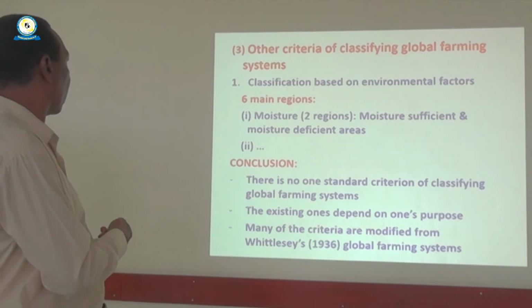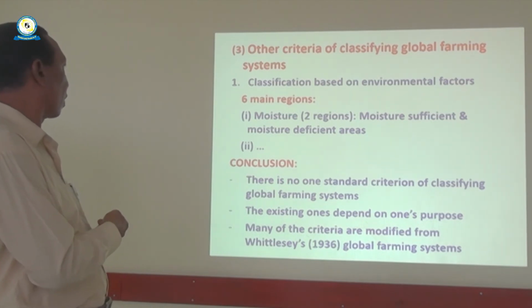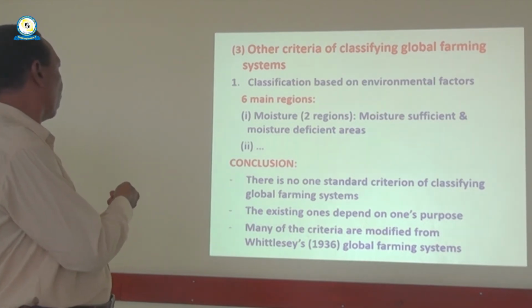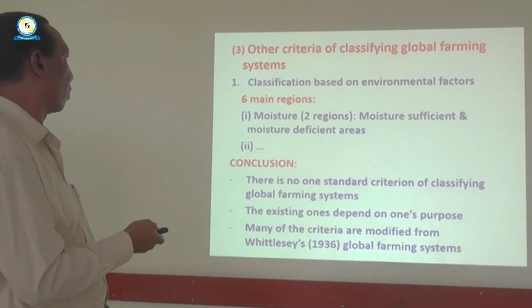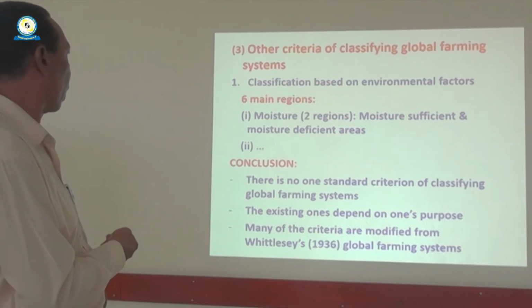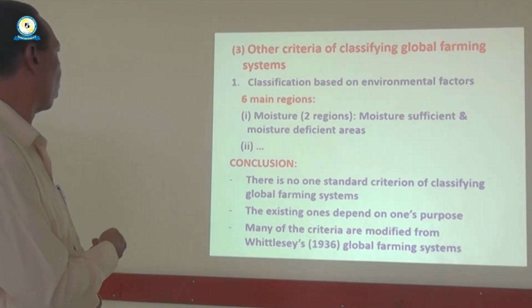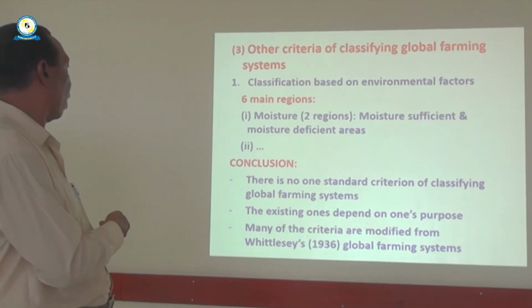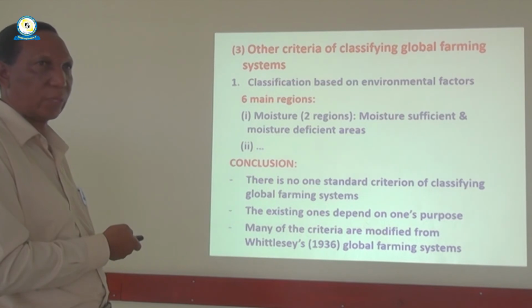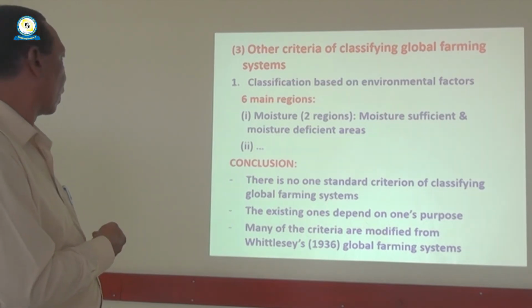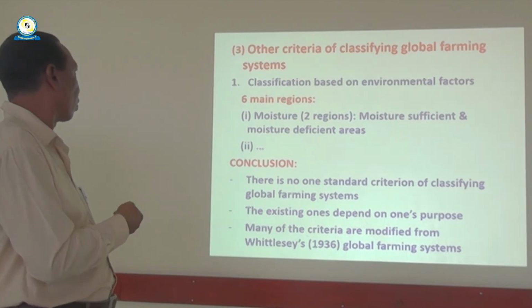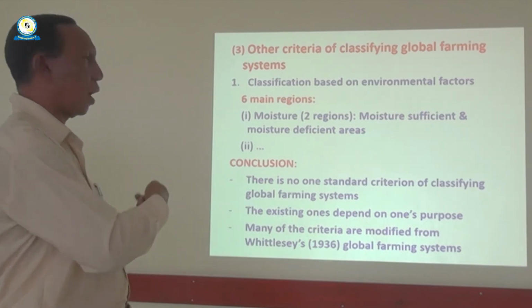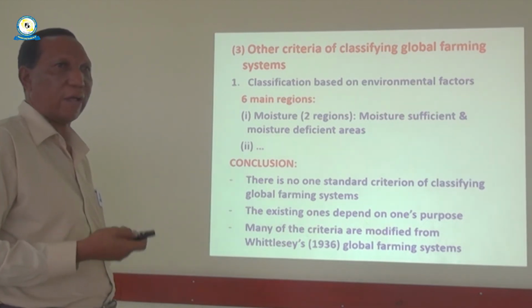So you find that some environmental factors like moisture can also be used. For example, main regions, moisture sufficient, and those which are not moisture sufficient. We have a number of regions. There are also regions which have different agricultural functions. Some are interested in livestock keeping, and that can also form another region. So the classification is according to the environment, according to the climate.